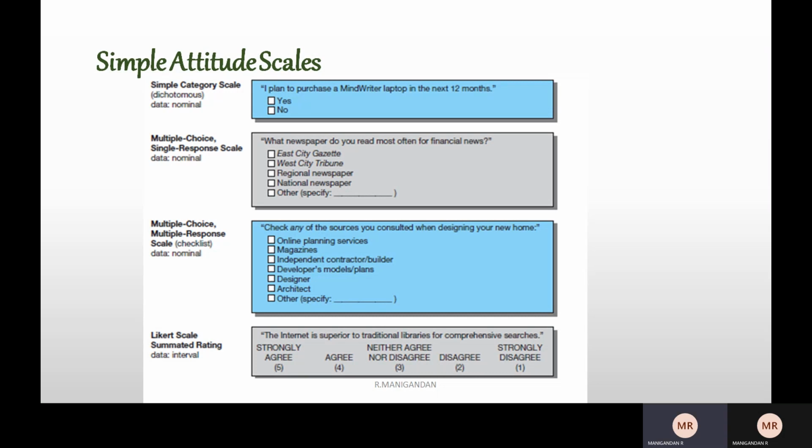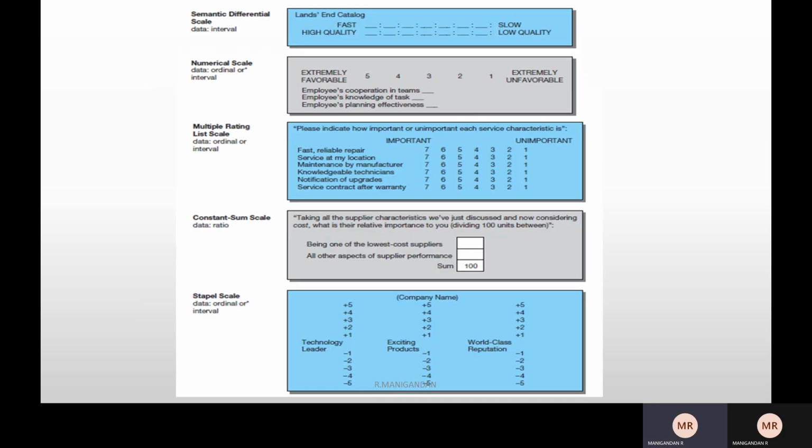So the Likert scale indicates interval data. Interval data indicates a 5 point Likert scale. Agree, disagree, strongly disagree. So these are the things we need to use. Everyone knows simple attitude scales. And semantic differential scale, that is also called fast high quality, slow high quality. Based on that, you need to give the answer.